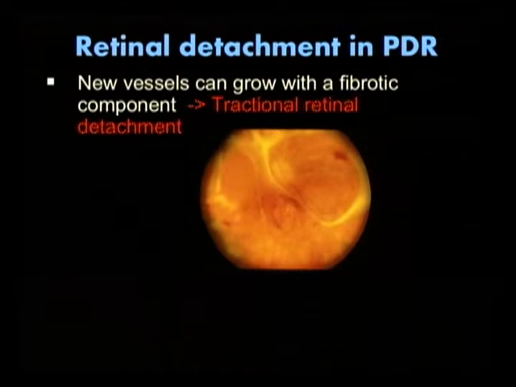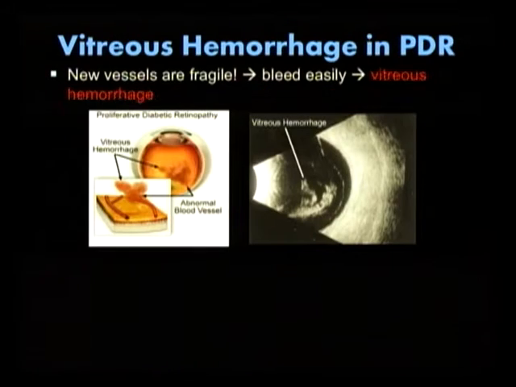There are two main causes of visual loss in proliferative diabetic retinopathy. The first that I'm going to talk about is tractional retinal detachment, and this is because the new vessels that grow tend to have a fibrotic component to them, and they pull on the retina, leading to this retinal detachment. You can see here this classic fibrosis and scarring with the retinal detachment and the loss of the normal retinal landmarks. The second cause of visual loss in proliferative diabetic retinopathy is vitreous hemorrhage or vitreous bleed.